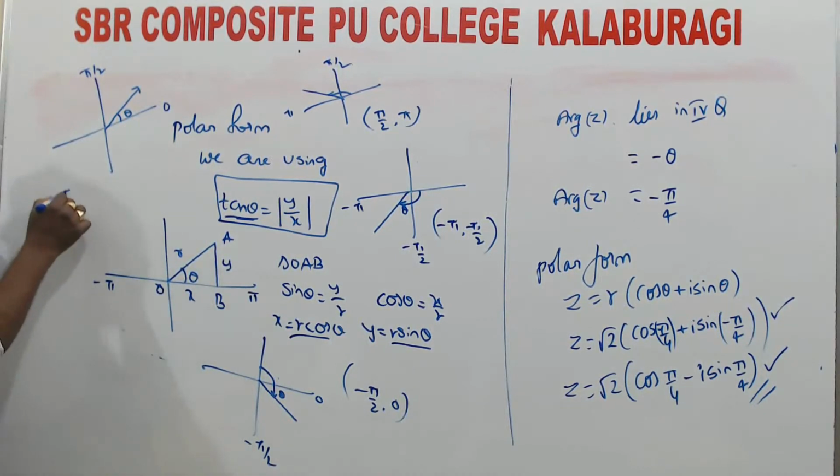It depends on the principal amplitude, from minus pi to pi. We have to take tan theta only.